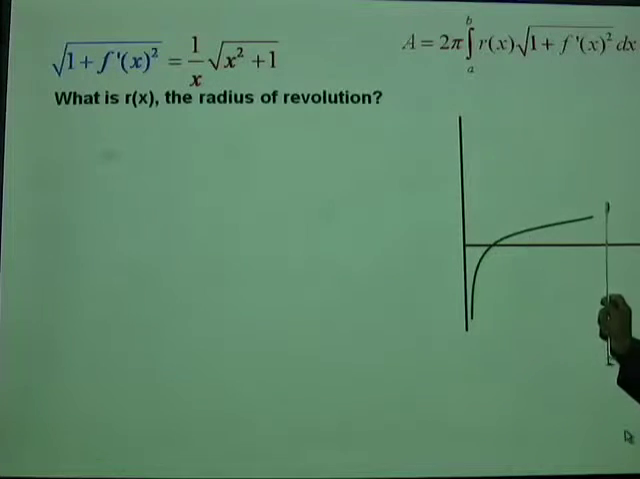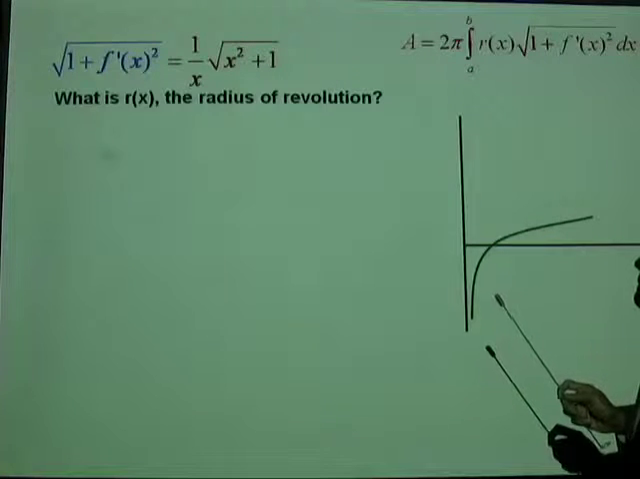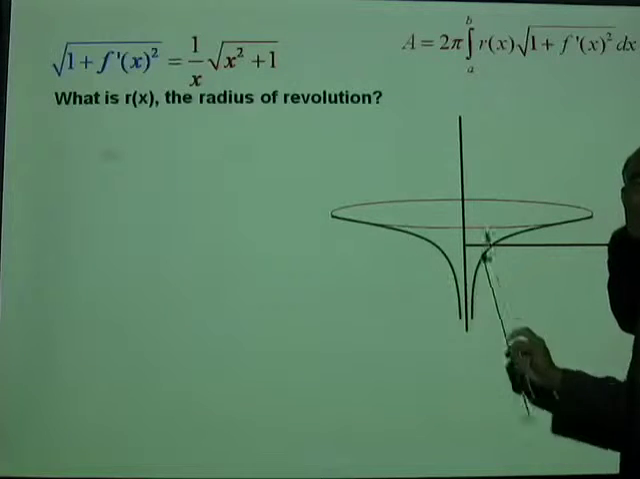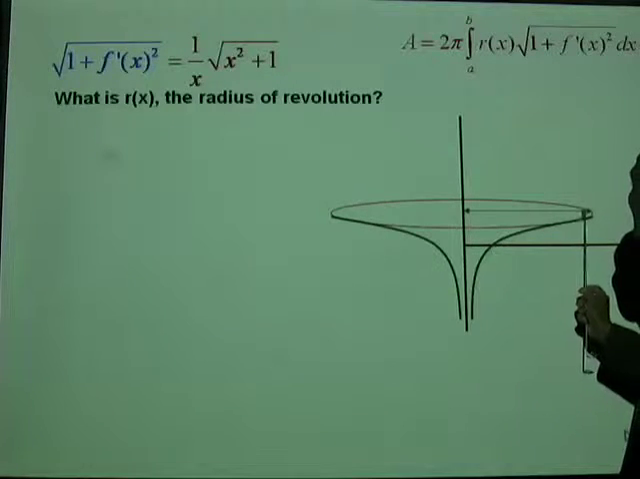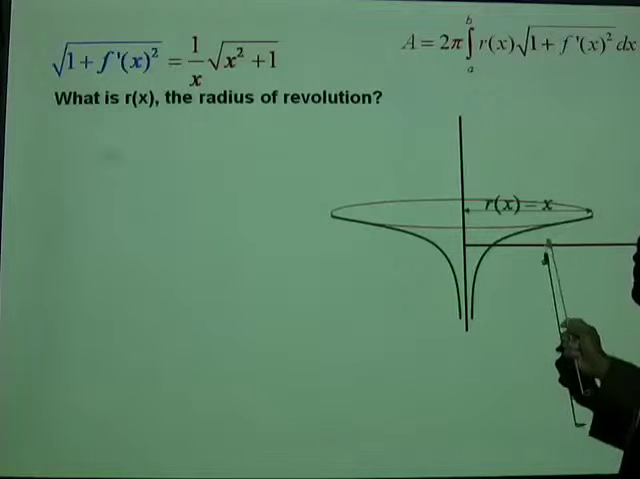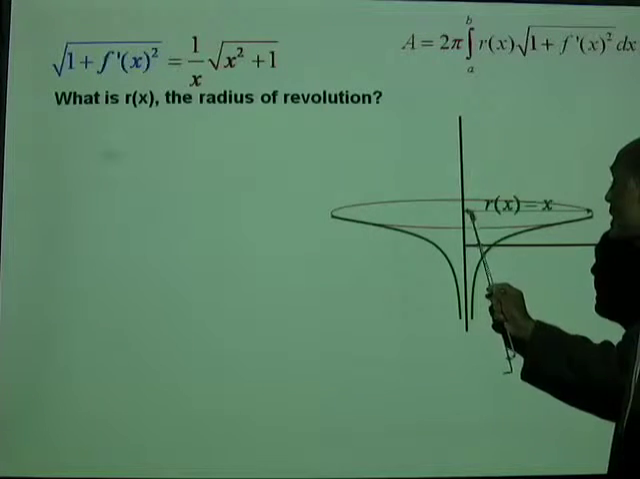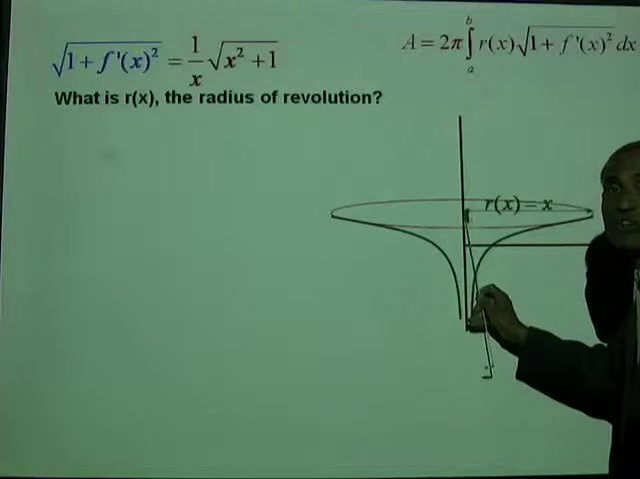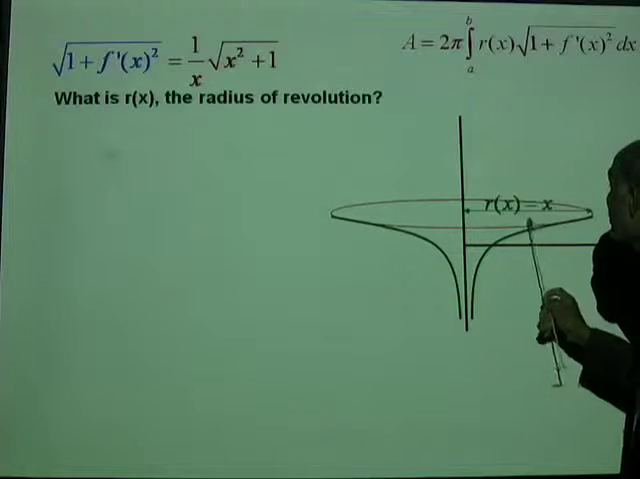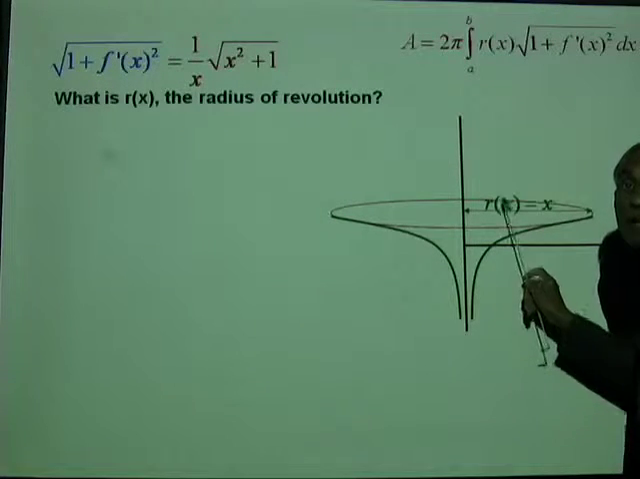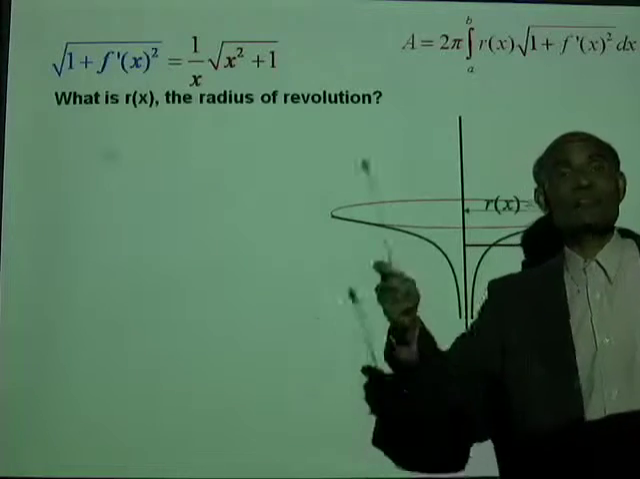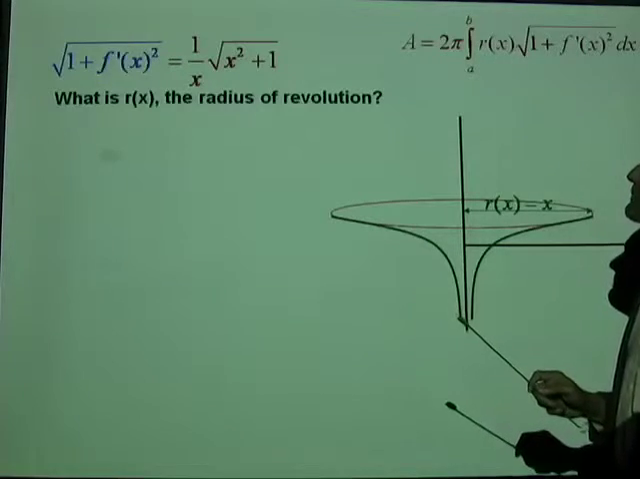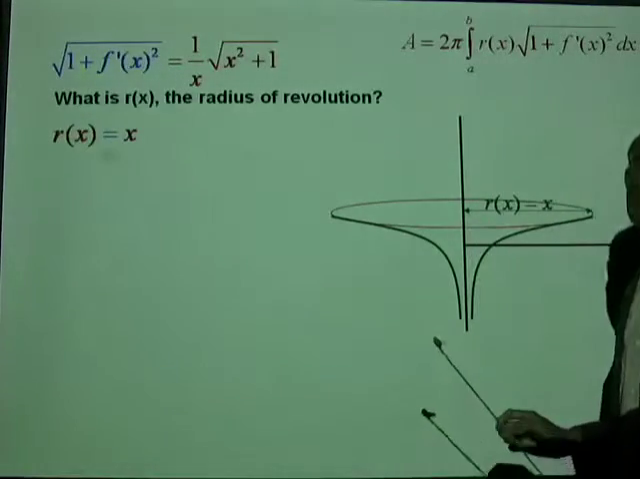Now this is the graph of y equal to ln x. And you're going to revolve it about the y-axis. Now look at the surfaces that are generated. This is the radius. Now what is that radius? The radius is the distance measured from the axis to any point on the graph, and that distance is called x. So r of x equal to x. That's right. So this r of x is actually x. R of x equal to x.